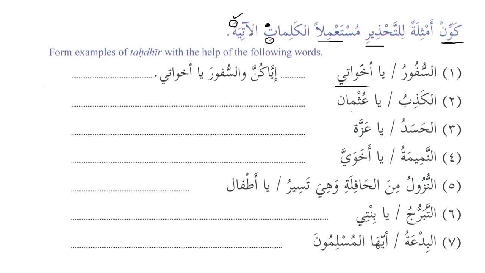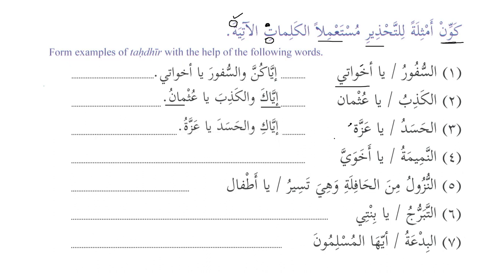Al-kadhibu ya Uthmanu, beware of lying. So you want to talk to Uthman, so you will say Iyaka wal kadhiba ya Uthmanu, because Uthman is singular masculine. Al hasadu ya Azzata. Yes. Oh, in fact, ya Azzatu. Iyaki wal hasada ya Azzatu. Beware of jealousy, oh Azza.